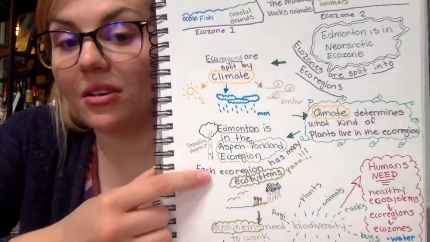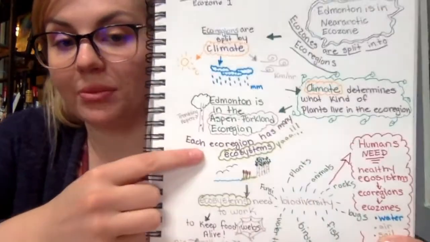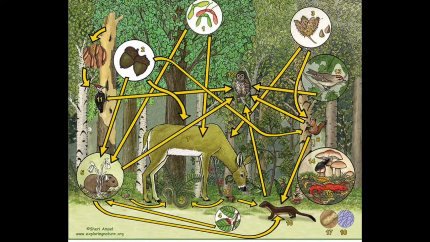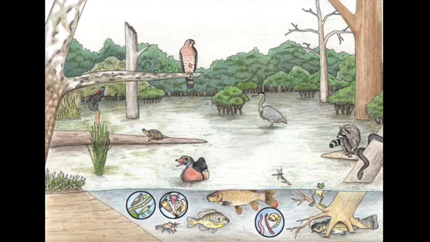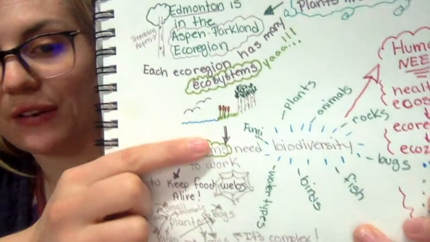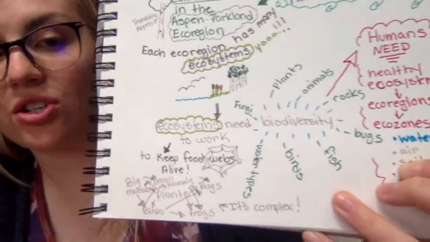So each ecoregion is split into ecosystems. So in each ecoregion, you'll see different ecosystems. What is an ecosystem, you ask? The ecosystems are food webs created by all this biodiversity and how all the creatures interact and survive together. Ecosystems need biodiversity to be able to function.